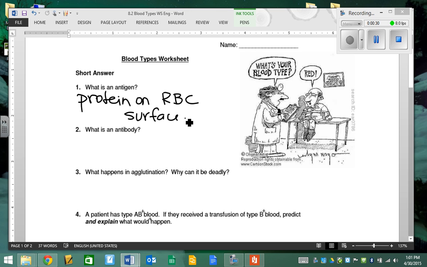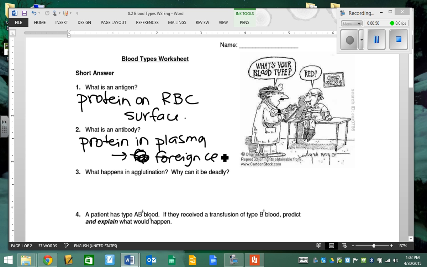Who could tell me what an antibody is? Why doesn't Easton tell me what an antibody is? It is a protein in the plasma that attaches, well, that was bad writing, to foreign cells. So they are both proteins. That's something they have in common, but where they are in your blood is very different.